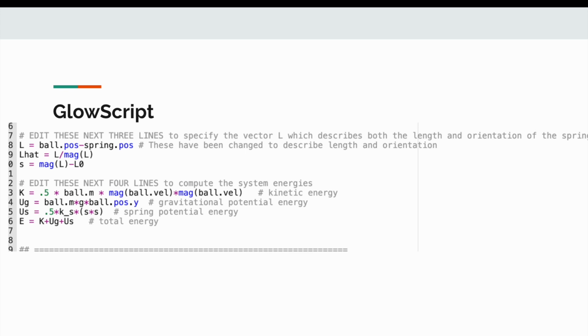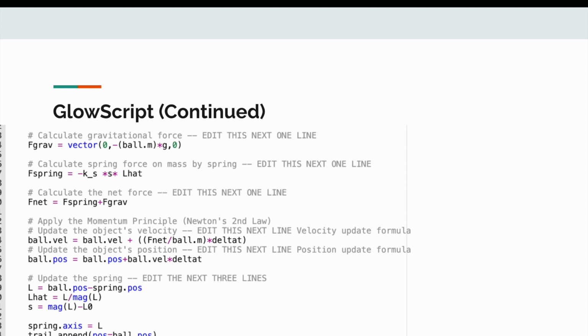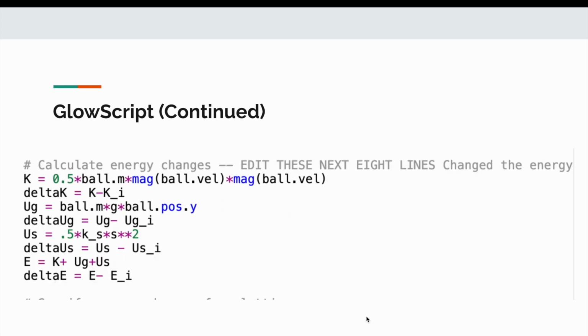Now, looking at my coding, first, after incorporating my initial conditions as previously stated, I specified my L vector, ensuring that I matched both the L and L hat. I also included S, which is the length of the spring. Next, I then identified each element of the energy within the system. After this, I identified each element of force in my system, which included the gravitational force, the spring force, and the net force. And again, this was previously stated in the main physics ideas and the key questions earlier. With this, I could then update the velocity and position. Finally, with all this information, I then needed to update all of the energies in the system.